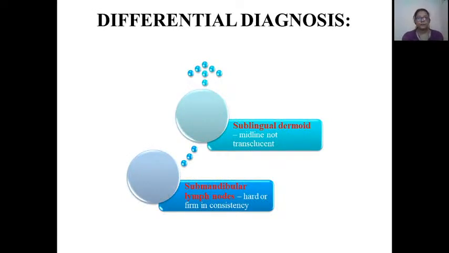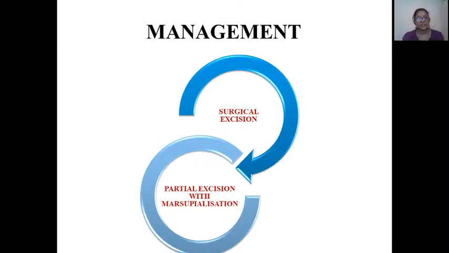Sublingual dermoid is usually midline and not translucent, but ranula is translucent. Submandibular lymph nodes are hard and firm in consistency. Management can be through surgical excision or partial excision with marsupialization, which is the management of the cyst.